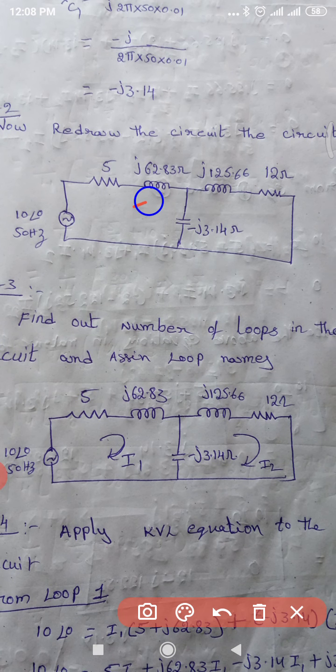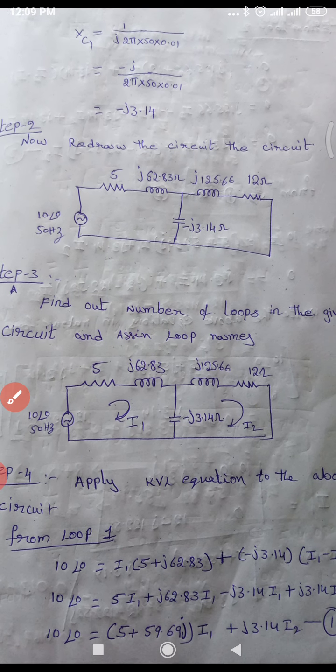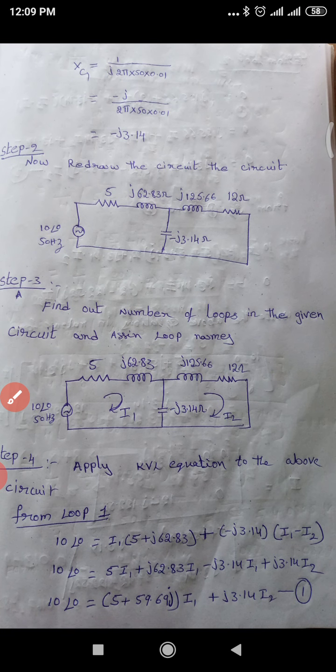Now redraw the circuit by substituting these reactance values. This is the L1 value, this is the L2 value, and this is the C1 value we calculated. Now substitute all these values here and let us solve the problem as per procedure. Step 3 means find out the number of loops in the given circuit and assign loop names. How many loops exist in the given circuit? Two loops, loop 1 and loop 2. This is one loop and this is the other loop.